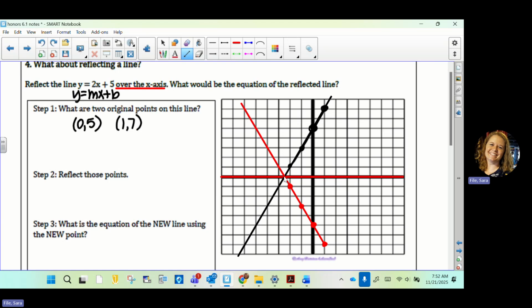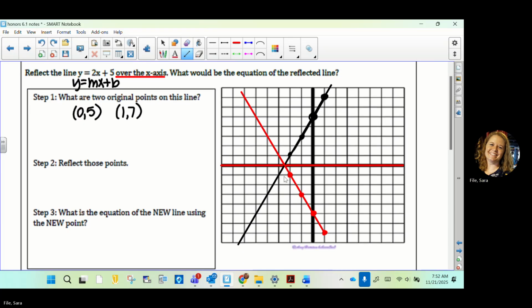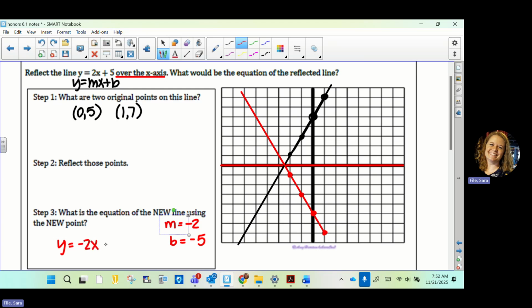Now it asks, what's the equation of the new line? So we can see, okay, for the new line, we have a y-intercept here. We said that there's a slope of -2. And this y-intercept is at -5. So y equals mx plus b. That would be the equation of this new line, the image.